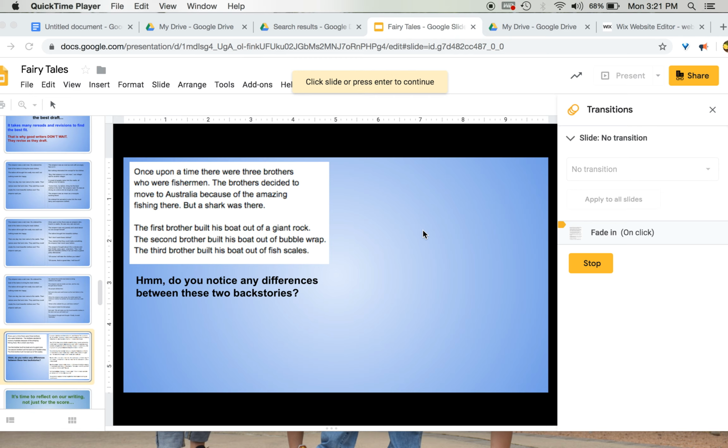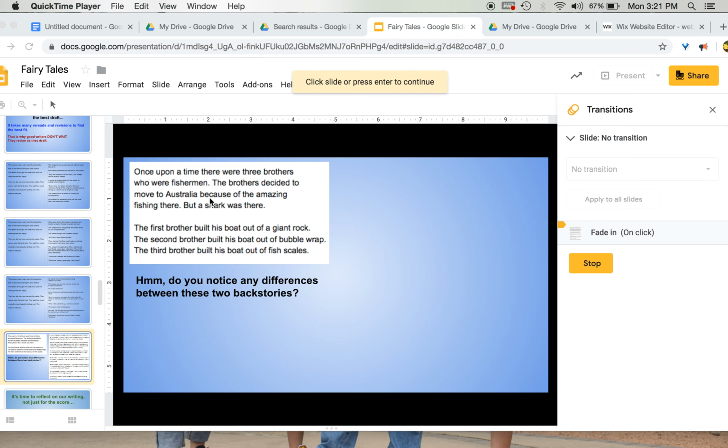Hmm. An introduction or a backstory is kind of supposed to give you a sense of who the characters are. So we know a little bit about them. We got a little action here. We don't know their names. We've got a little bit of description, and we have no dialogue.